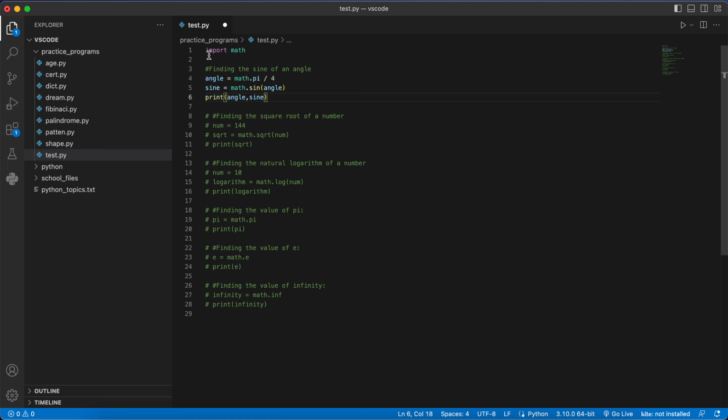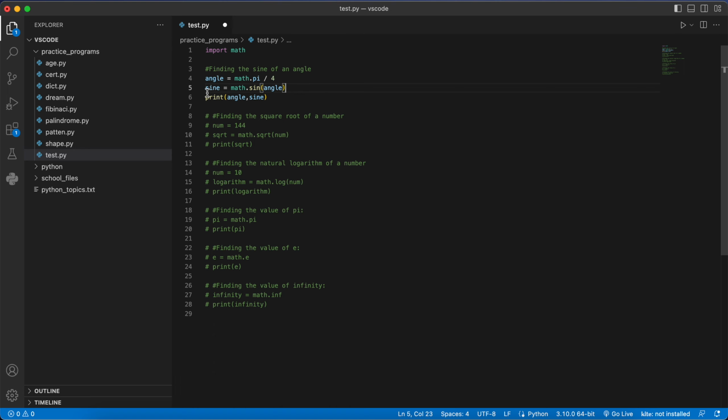And here is how to do it. First we will write import, then math. So it is importing the math module in this Python file, and we can use the math module in this Python file by importing it like this. So now we can use any of the functions and constants provided by the math module.